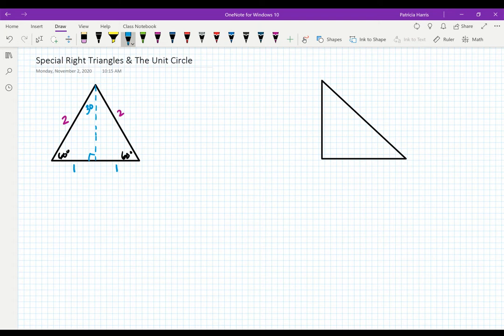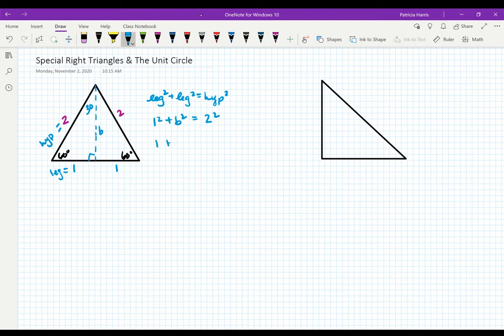Okay. Now, what will happen is we can use the Pythagorean theorem to find the height of my triangle. So this side is my hypotenuse. This side is a leg. And this side right here, I'm going to call it b, is my other leg. Pythagoras: leg squared plus leg squared is equal to hypotenuse squared, also known as a squared plus b squared equals c squared. 1 squared plus b squared is equal to 2 squared.